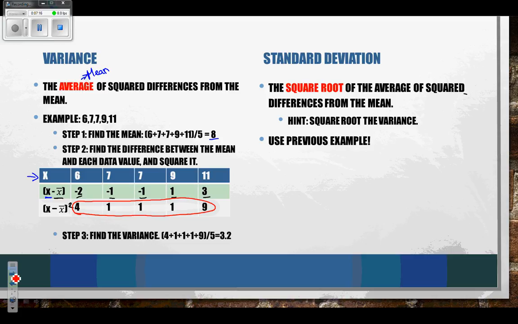So now let's look at standard deviation. If we compare what variance is and standard deviation is, we can see something that they have in common. They both say average of squared differences from the mean. So really, the only difference between variance and standard deviation are these two words right here, square root.